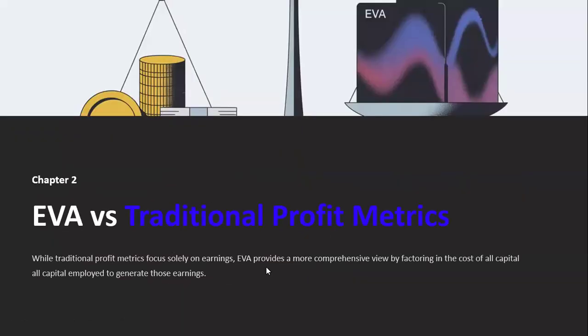Now, why is it more important? Because it gives an idea of time value of money and it is very comprehensive. Most of the non-profit metrics which are ignored by traditional methods are covered by economic value added. So it is most important.